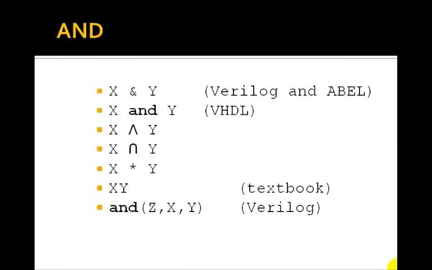Here are some other symbols for AND. This little upside down V symbol is sometimes used to indicate the AND operation. Also, this thing that looks like an upside down U is often used for AND. Sometimes the asterisk, indicating a kind of multiplication. AND is like a logical multiplication. Some textbooks will not put any symbol, just put X and Y together indicating AND. We can't do that because sometimes we'll use XY as a variable name. And again, Verilog has an AND function whose output Z and two inputs X and Y are given in the parameters.